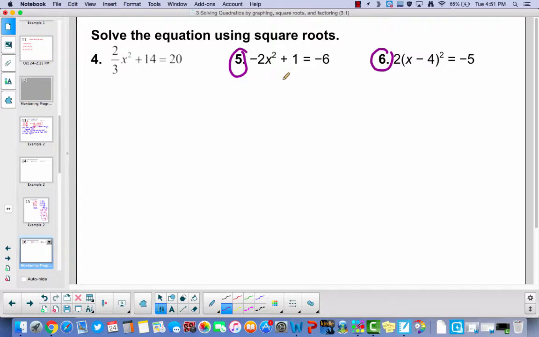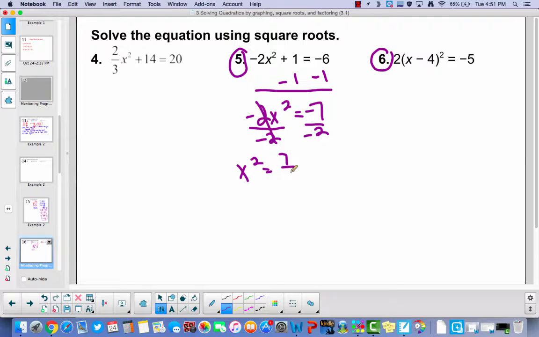Okay, let's talk through this answer. First thing you should do is subtract 1 from both sides. So you get negative 2x squared equals negative 7. Then you're going to divide both sides by negative 2, leaving you with x squared equals 7 halves. Now I know a lot of you would want to write that as 3.5, but we don't like taking the square root of a decimal, so we're going to leave it as 7 halves. Notice that our negative signs cancel each other out, so we do have a positive answer.